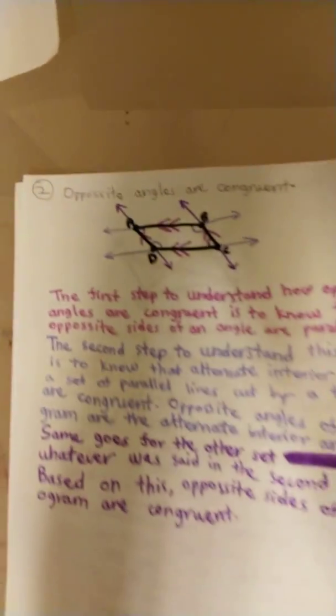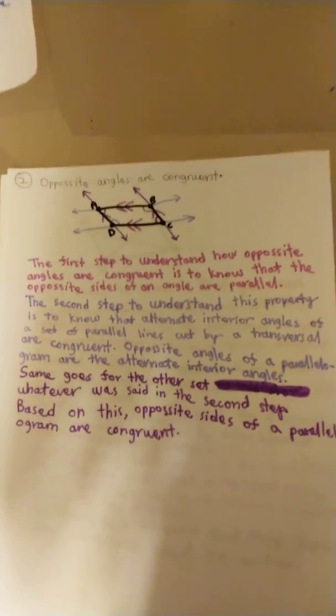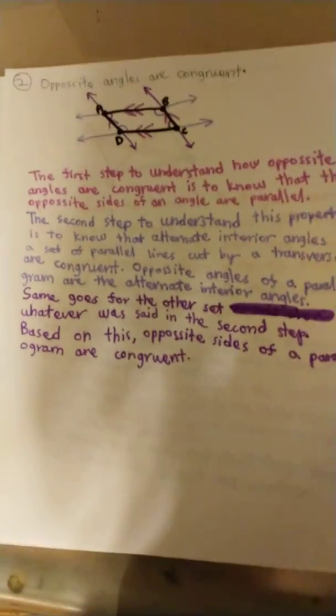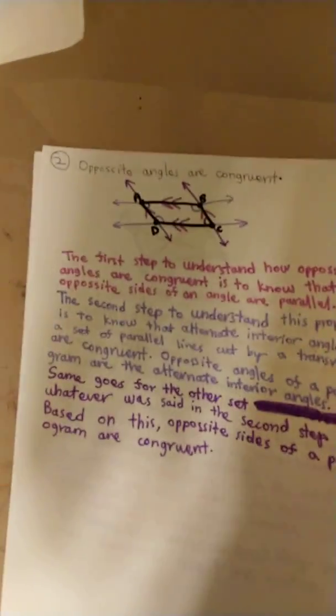The second property is that opposite angles are congruent. Basically this means opposite angles of a parallelogram are congruent. This paragraph over here, in pink and two different shades of purple, explains why, and I'm going to go over that paragraph with you right now.